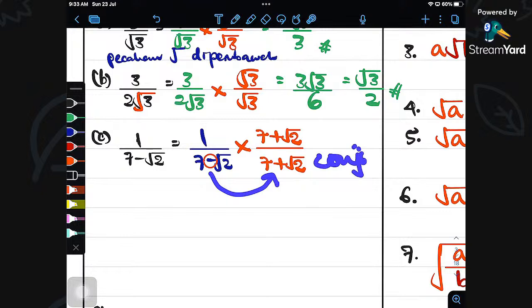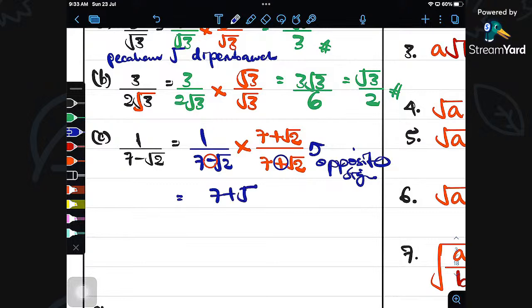Sebenarnya kita panggil ini sebagai conjugate juga. Because it has an opposite sign. Okay, opposite sign. So make sure you times with its opposite sign, then copy paste lah. Therefore, the final answer is 7 plus square root 2 divided with 49. 7 times 7 is 49 minus with 2. Tolak 2 saja. How do I know tolak 2?